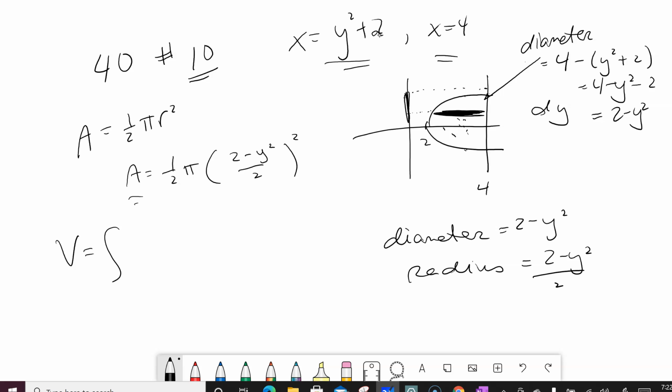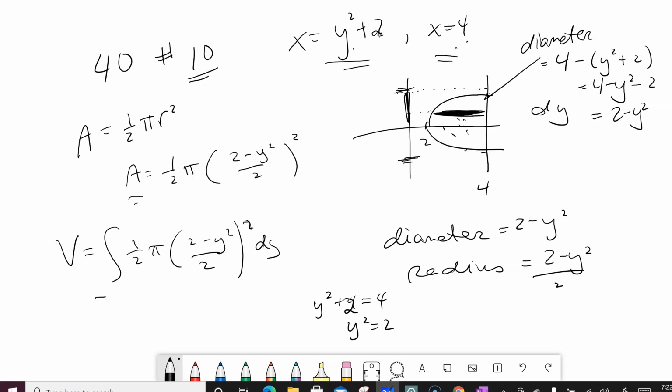So the volume is the integral of the areas, adding up lots of areas. So 1/2 pi times 2 minus y squared over 2 squared dy, and I need to say where on the y-axis I'm starting and ending building these semicircles. Where do these two things run into each other? y squared plus 2 equals 4, so y squared is equal to 2. So negative root 2 and root 2.